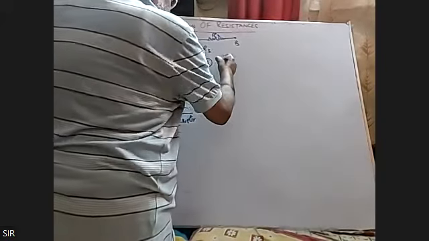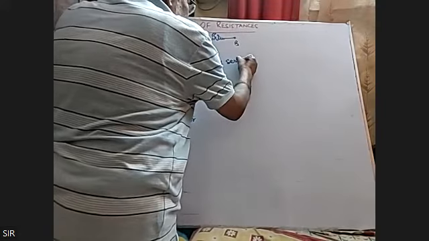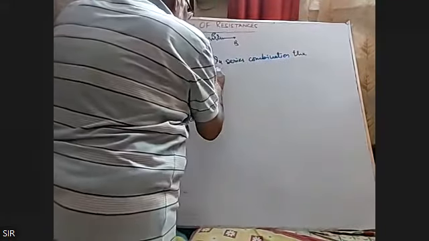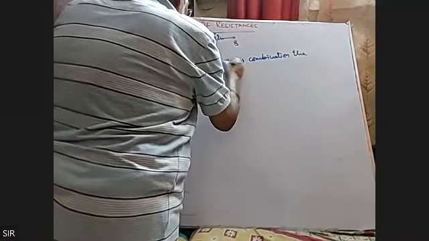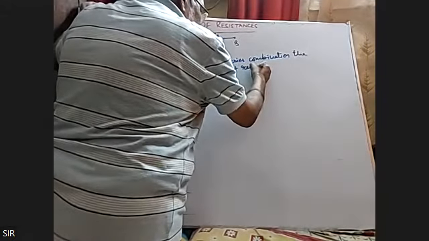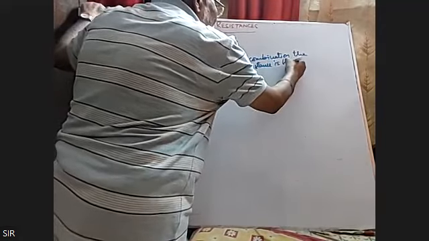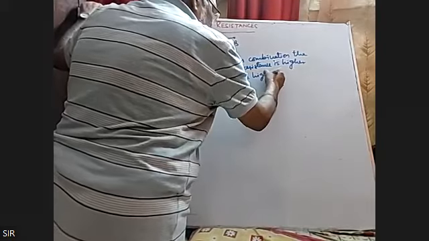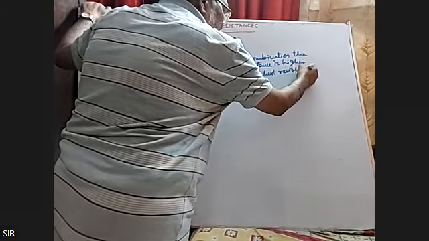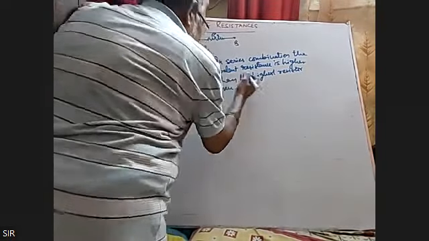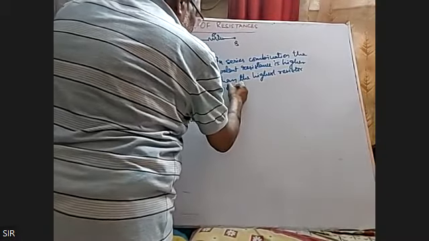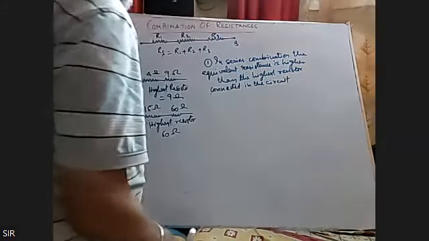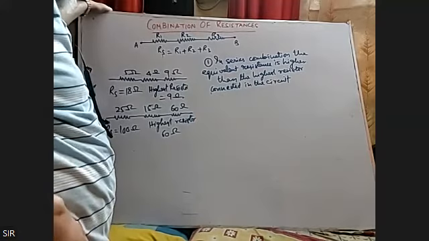Yeah. So, combination properties. In series combination, the equivalent resistance, we also call it equivalent resistance, is higher than the highest resistor present or connected in the circuit. Is it okay?